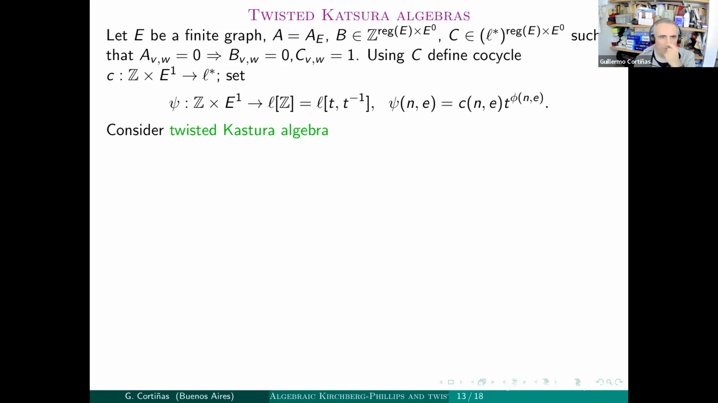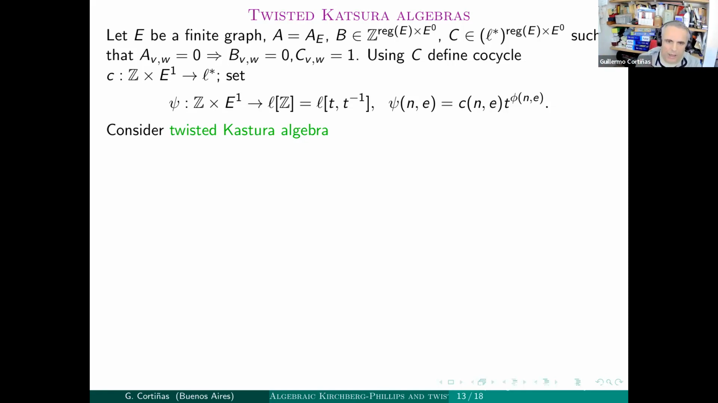Now, using C, one can define a cocycle from C times C1, the edges, to L star. And then with this cocycle and the Katsura cocycle phi that you had before, we generate a new cocycle, which now takes values in the Laurent polynomials, which are the group algebra of the integers over L. And how do you do that? You just multiply the two cocycles, right? So this lands in the units of this ring.